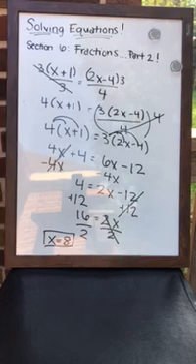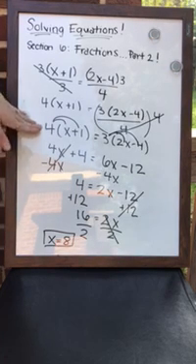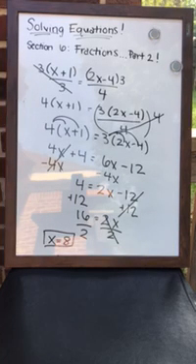So remember, the steps for solving equations with fractions on both sides is to cross multiply so that we get to this step right here, and then solve it like a regular equation from there on.